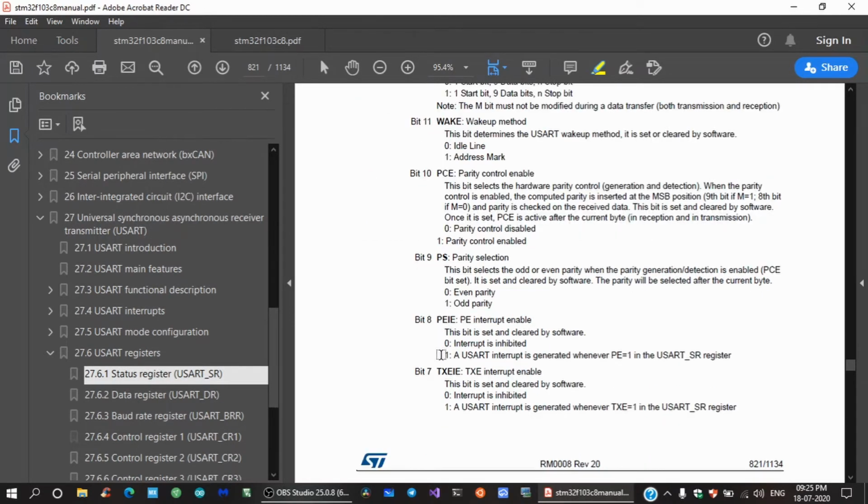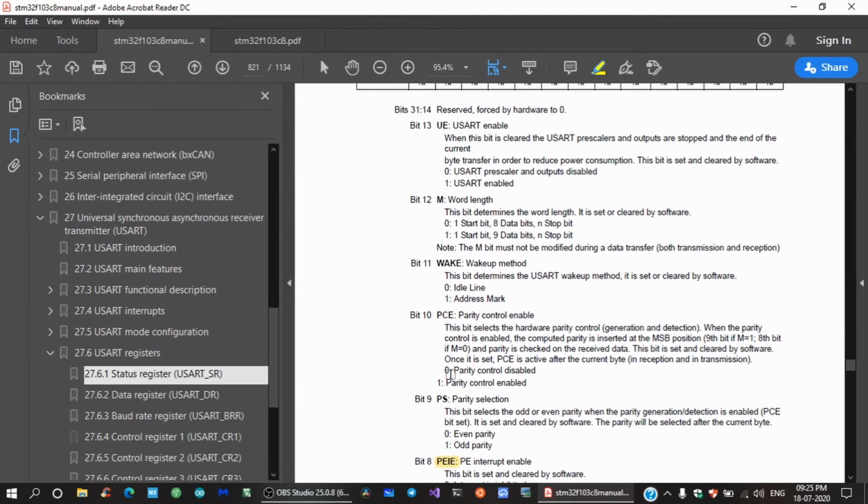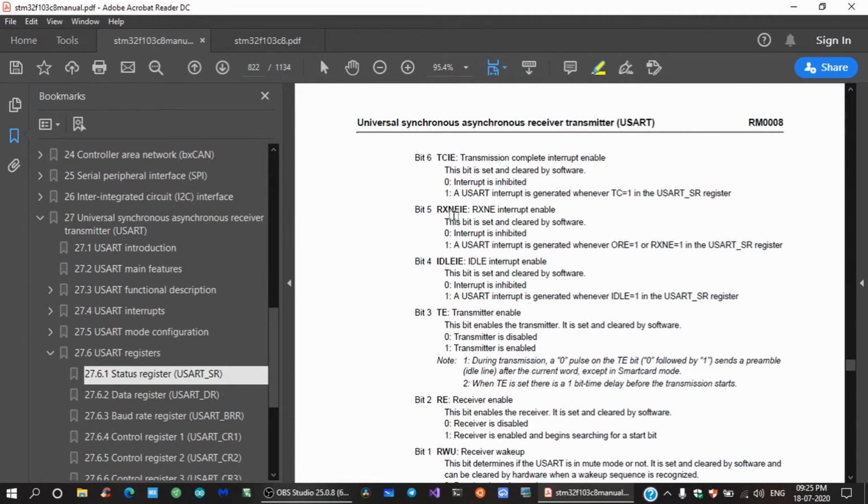PEIE and TXEIE are interrupt enable bits. Initially the PE and TXE bits are set in the status register of this STM32. So if we want to create an interrupt, we need to enable the interrupt through these PEIE and TXEIE bits. But here we won't be needing this because we won't be using interrupts. Instead we will use the simple polling method for better understanding. Similarly, TCIE and RXNEIE, enabling these two bits produces an interrupt.